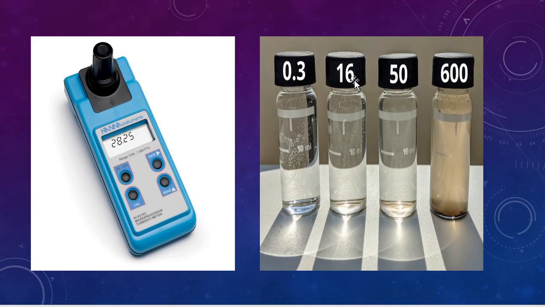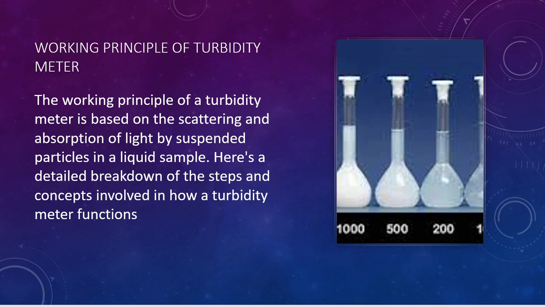We can clearly see that for the 600 NTU sample, we cannot see through the sample, while for the 0.3 NTU sample, we can clearly see through it. The concentration of suspended particles in the 0.3 NTU sample is very low, while in the 600 NTU sample, the concentration of suspended particles is high. Now we will see the working principle of a turbidity meter.